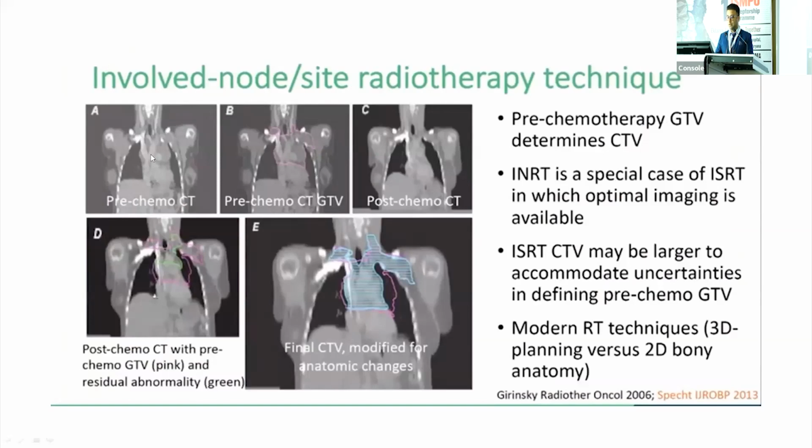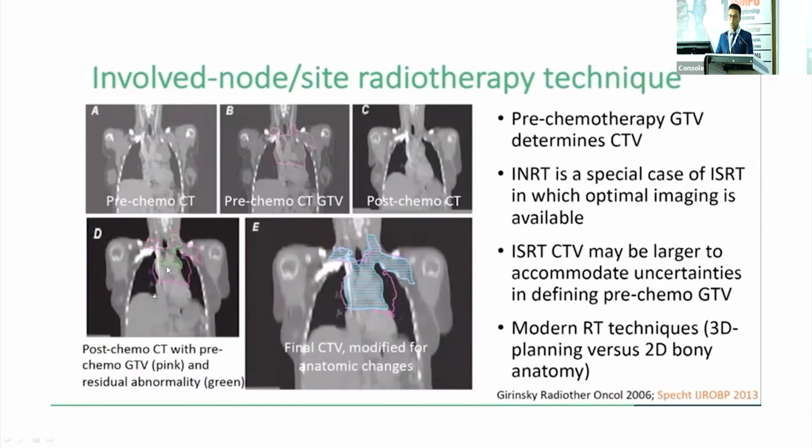So this is another example. This is a disease in the mediastinum, superior mediastinum to be precise. This is a pre-chemotherapy CT scan. Chemotherapy, and you can see this pink outline demarcates the pre-chemo gross tumor volume. We give chemotherapy, and we have a partial response to a complete response in this patient. So this is the post-chemotherapy volume.